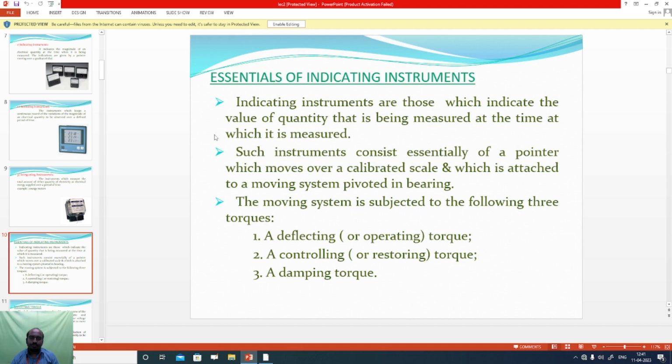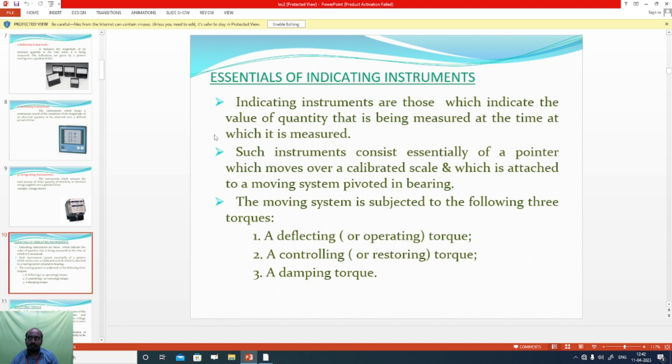So what are the necessities of indicating instruments? What are the essentials? Indicating instruments indicate the value of the quantity being measured at the time of measurement. It consists of a pointer which moves over a scale, attached to a moving system. The moving system is pivoted with the help of a bearing system. The moving system is subjected to three following torques. A torque means a twisting or turning moment of force.